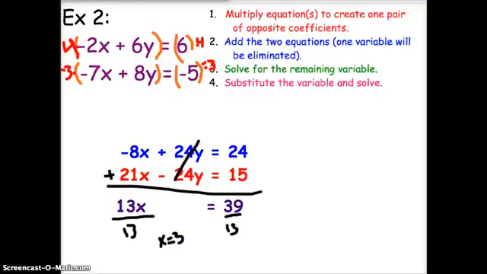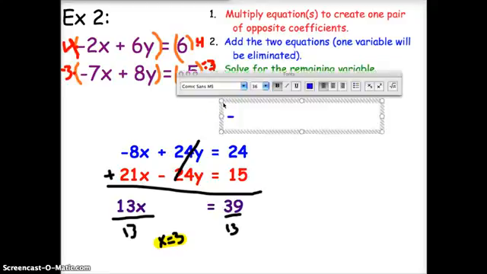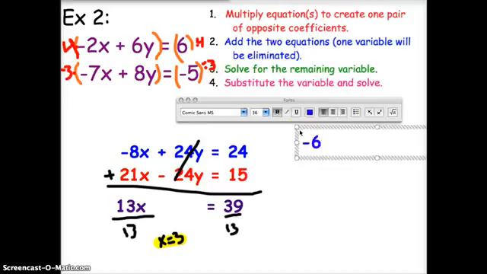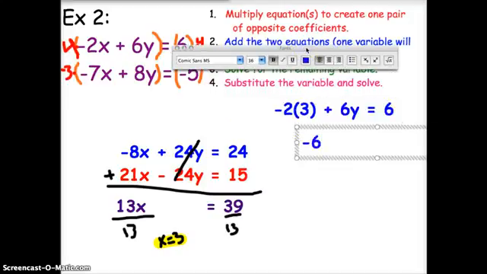I'm going to put that x equals 3 back into one of my two original equations and solve for y. Again, it does not matter which equation you choose. I'm going to just choose the top one. It looks like a nice enough equation. So I'm going to have negative 2x, but I'm going to take out x and put in 3 instead, plus 6y equals 6. Negative 2 times 3, that's going to be a negative 6, plus 6y equals 6.